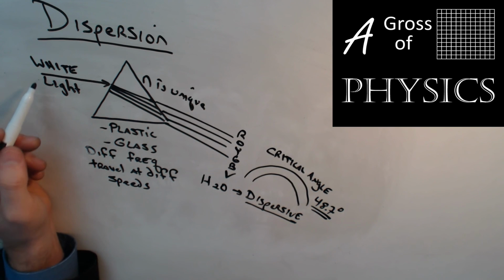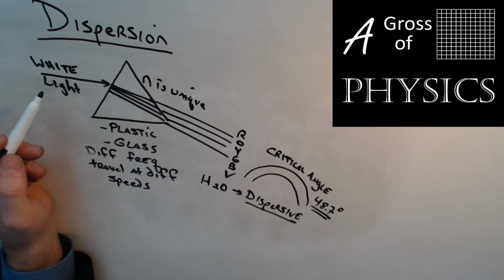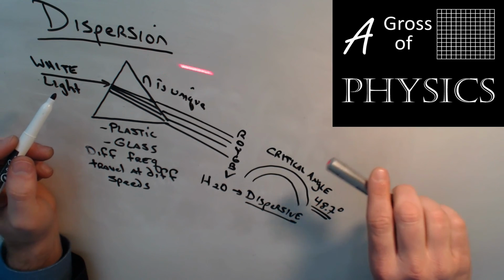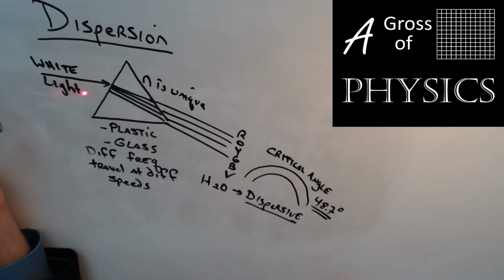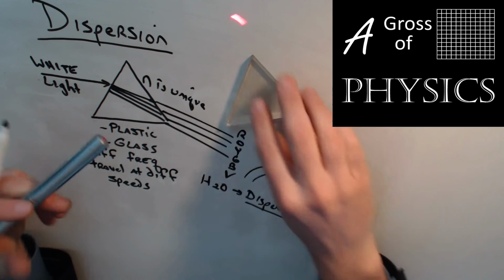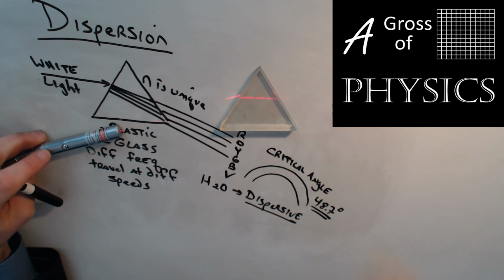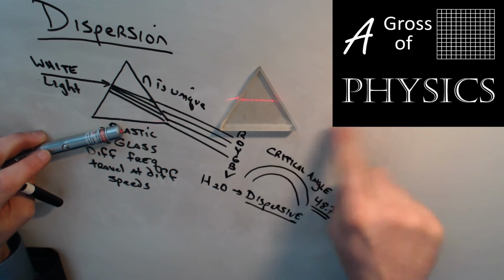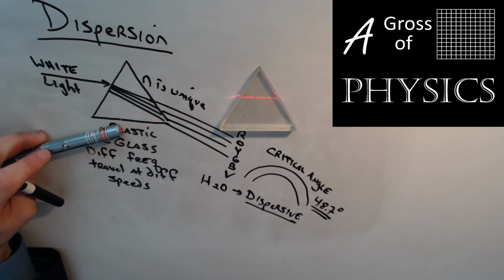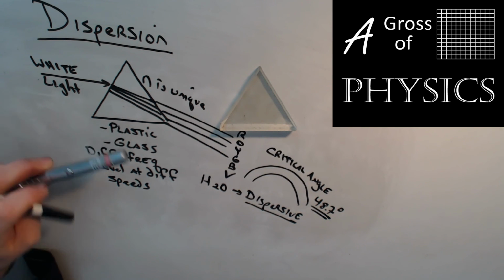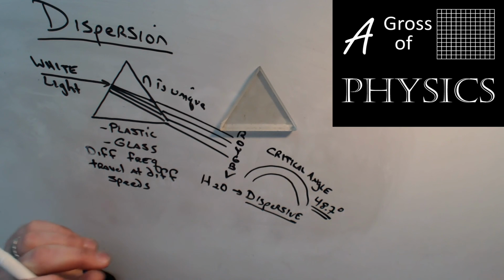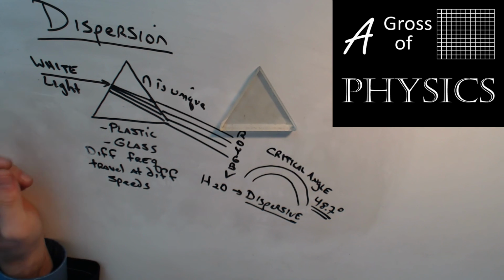So dispersion is when we separate light into its components. A laser will never be able to be dispersed because it is a single light. It's only red. So if we try to shine it through a prism, we're only going to get red light. We're not going to get the separation of the different colors because there aren't more than one color. So you need to have white light in order to separate into its components. So that's dispersion.